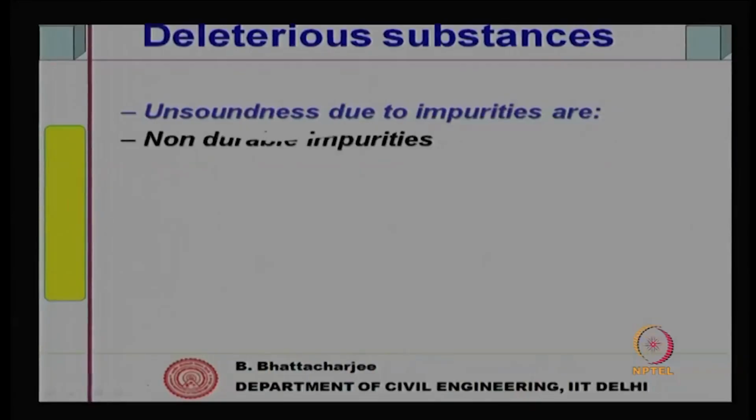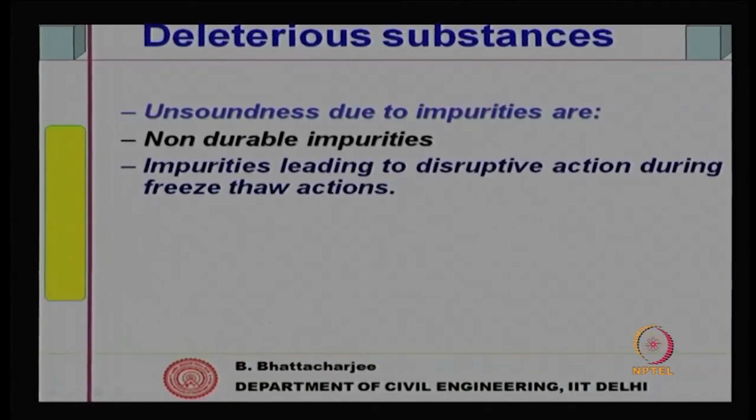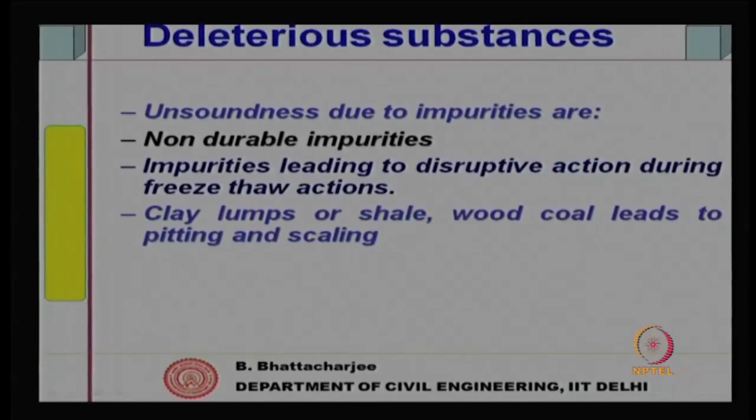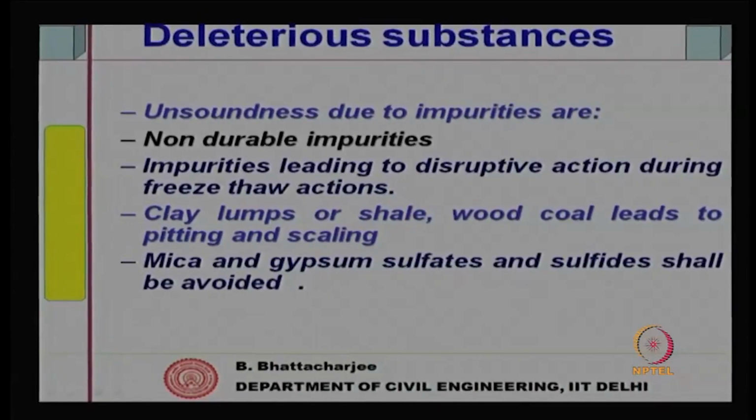Unsoundness, that is volume changes, are due to non-durable impurities. Disruptive action during freeze-thaw action: clay lumps and shale, if they are there, will expand in volume. Wood and coal lead to pitting and scaling; these are unsoundness. Mica, gypsum, sulfates and sulfides shall be avoided. Some of them result in a kind of unsoundness, in the sense that there will be expansive changes, durability properties will be hampered, and disruptive action during freeze-thaw actions could be there.